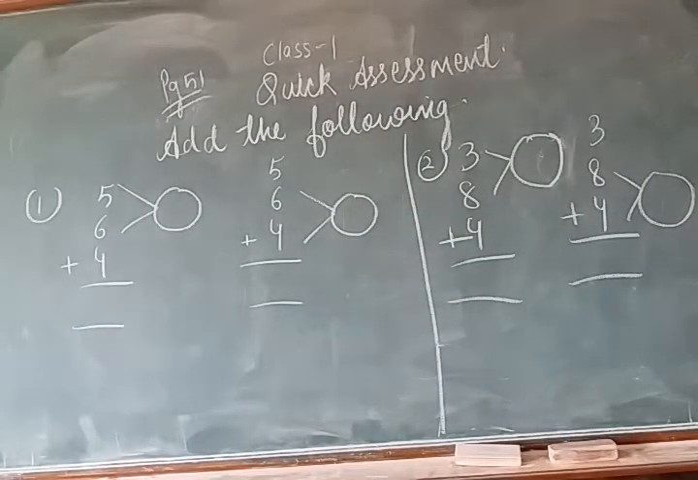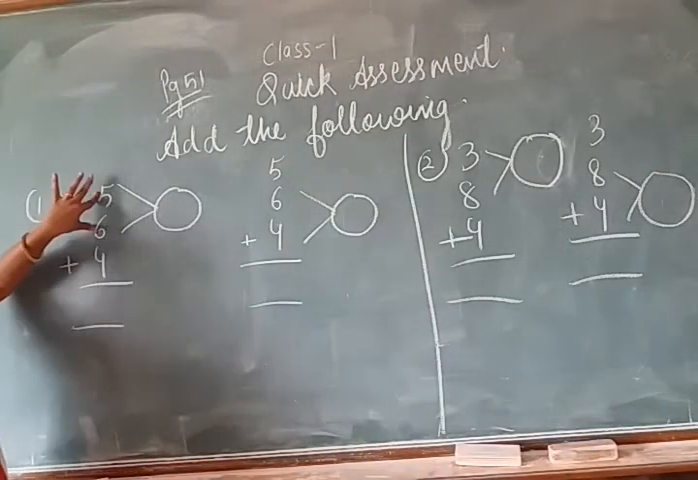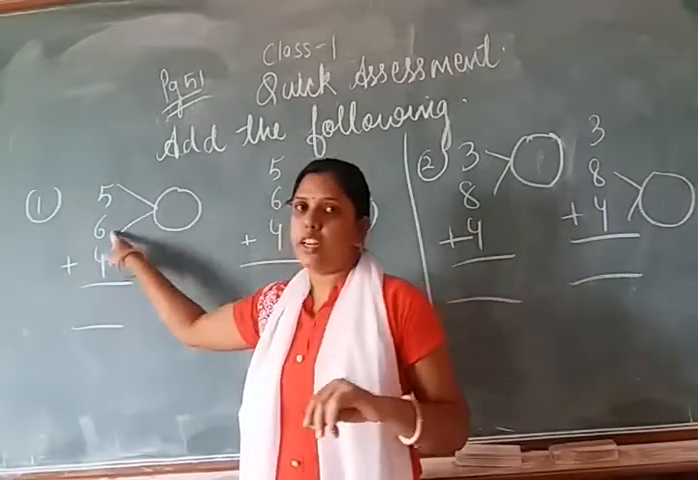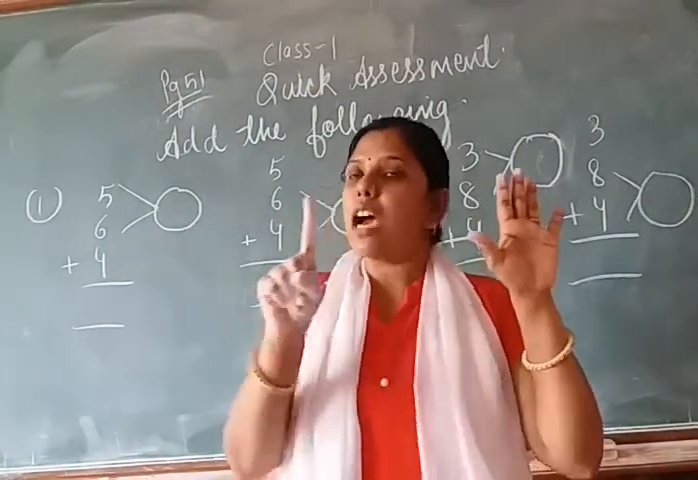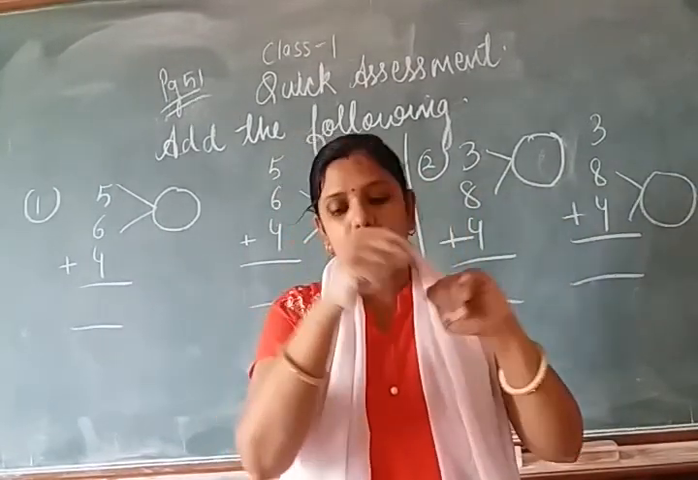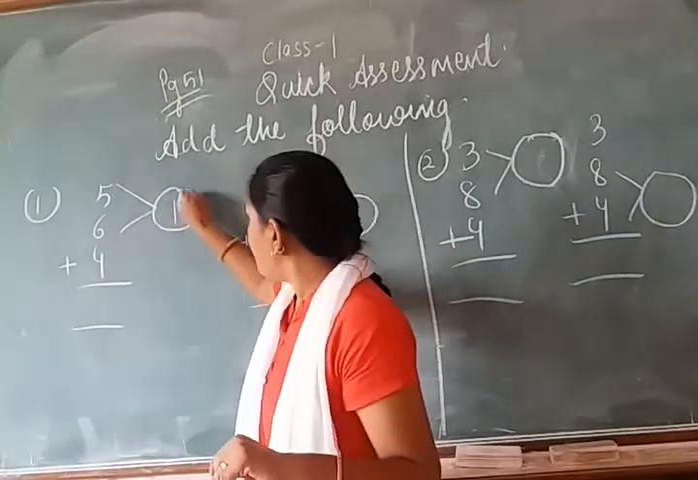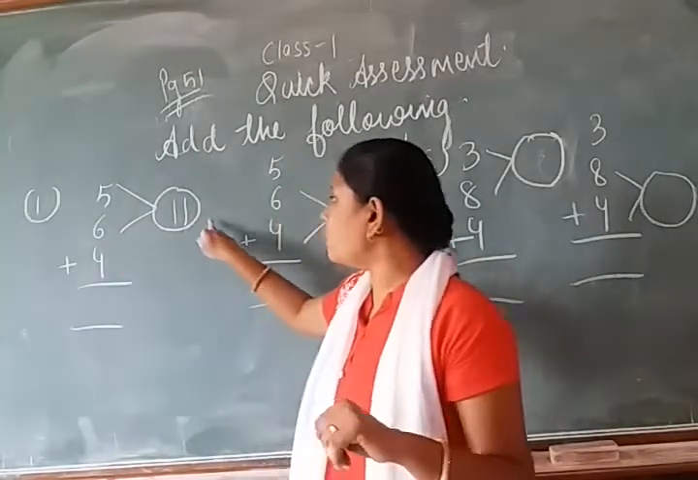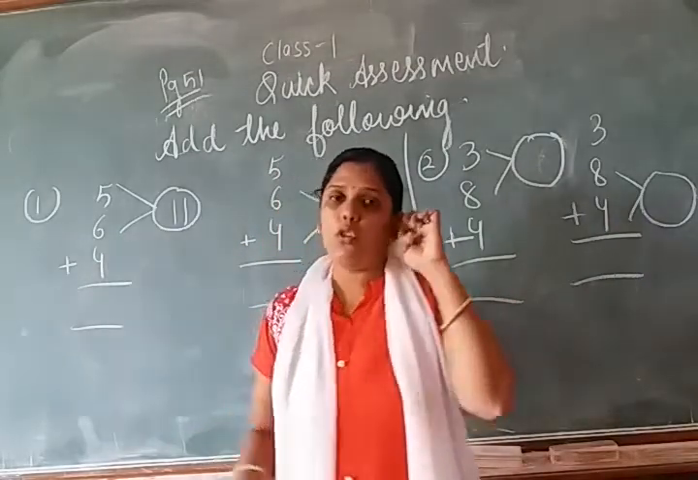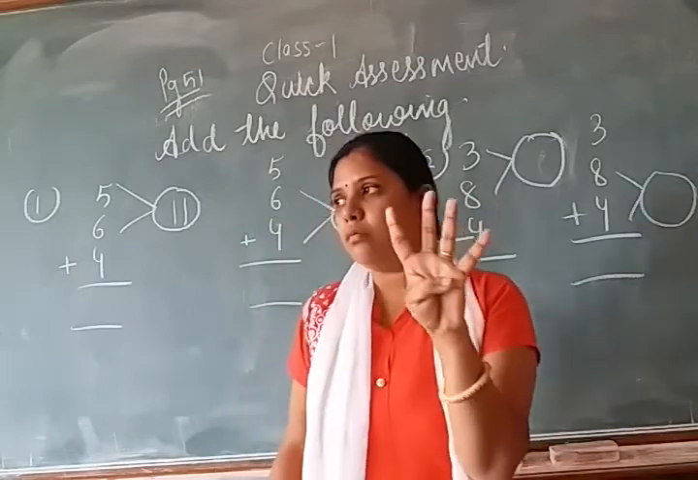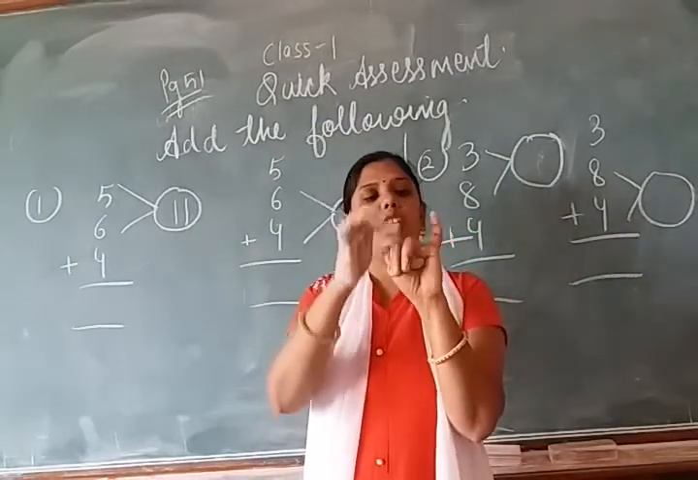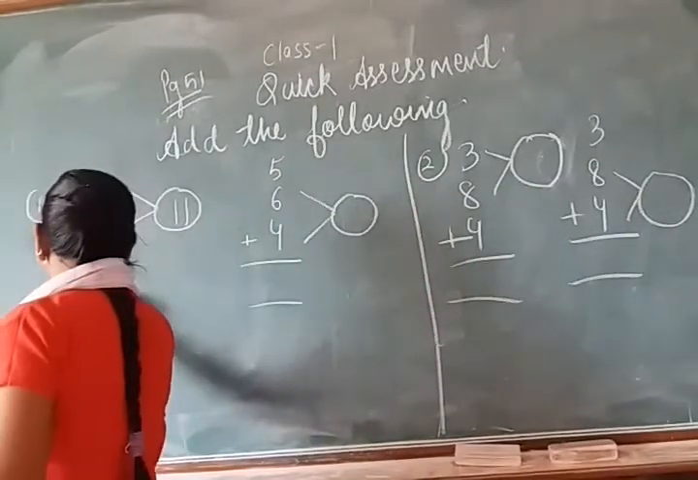Now see how we are doing. So first we will add these two numbers. So 5 plus 6. So take out 6 fingers and count after 5: 6, 7, 8, 9, 10, 11. So write here 11. पहले इन दोनों को प्लस करेंगे और जो आंसर आएगा उसको यहाँ लिखेंगे. So 11. Now 11 plus 4. So take out 4 fingers. Now count after 11: 12, 13, 14, 15. So write here 15.